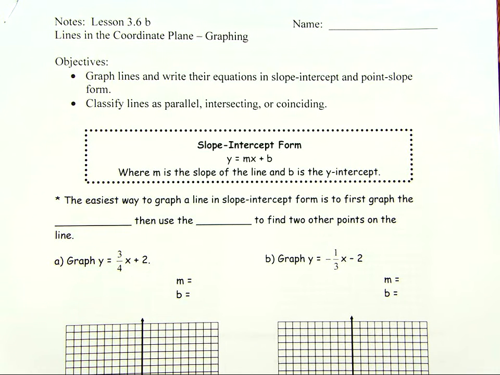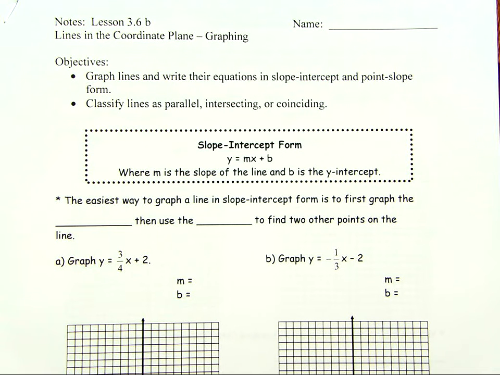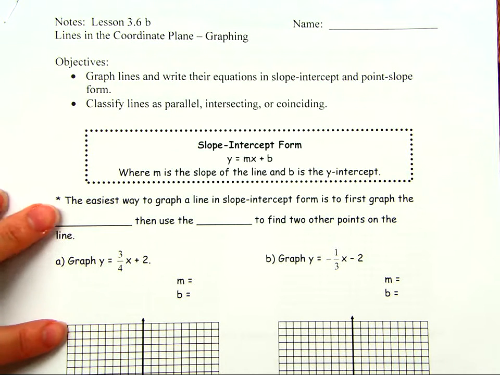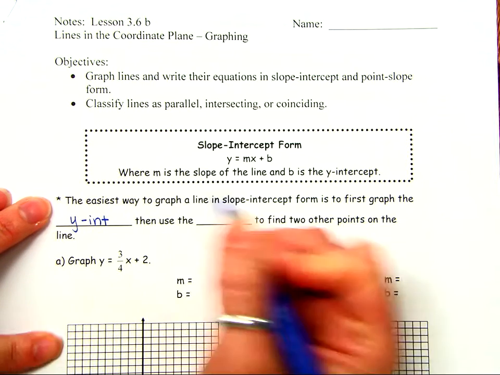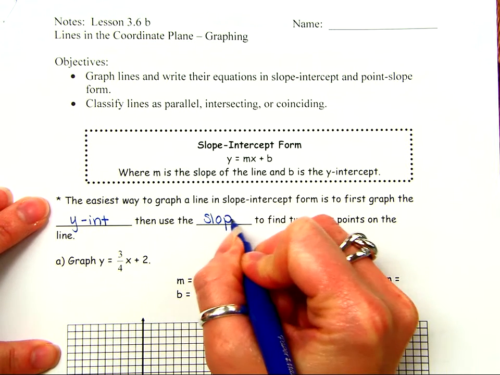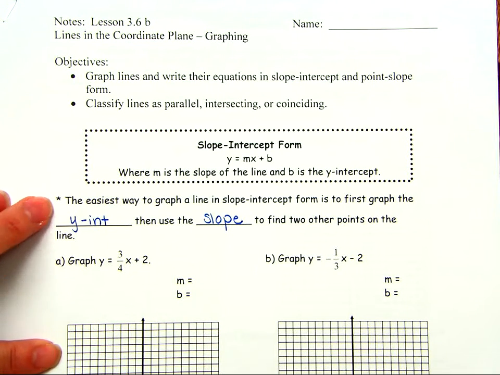In lesson 3.6, part 2, we're going to look at graphing our lines in the coordinate plane. We're going to take a look at lines written in the different forms and how we would graph them. The first one, we're looking at equations that are given in slope-intercept form, which we talked about being y equals mx plus b. And the easiest way to graph a line in slope-intercept form is to first graph the y-intercept and then use the slope to find two other points on the line.